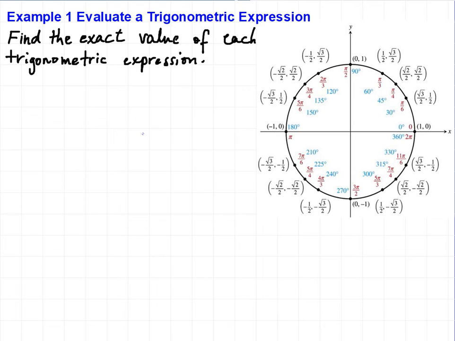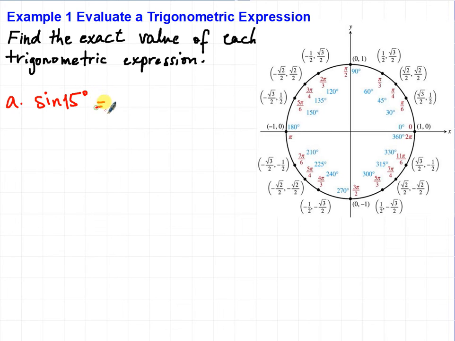So example number 1, find the exact value of each trigonometric expression. The first trigonometric expression is sine 15. So the question is to evaluate the sine of this angle, 15 degrees. As you notice, on the unit circle we don't have the 15-degree angle, so we cannot just simply figure this out from the unit circle. But by using the sum and difference identities, we can find another way other than the unit circle.